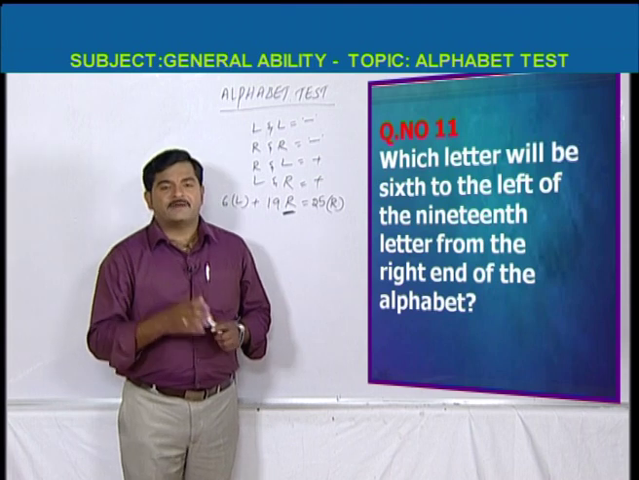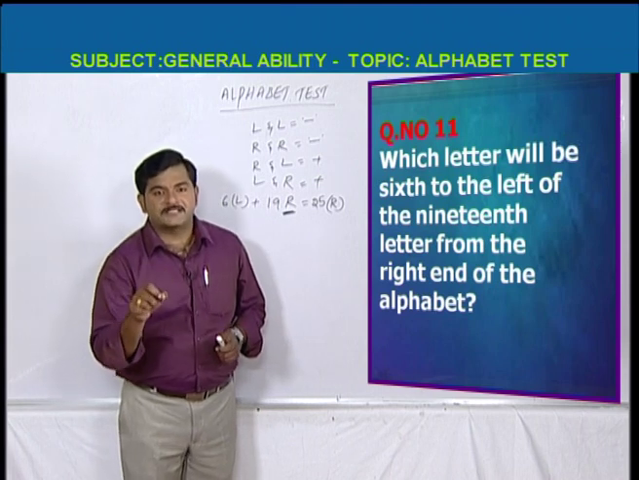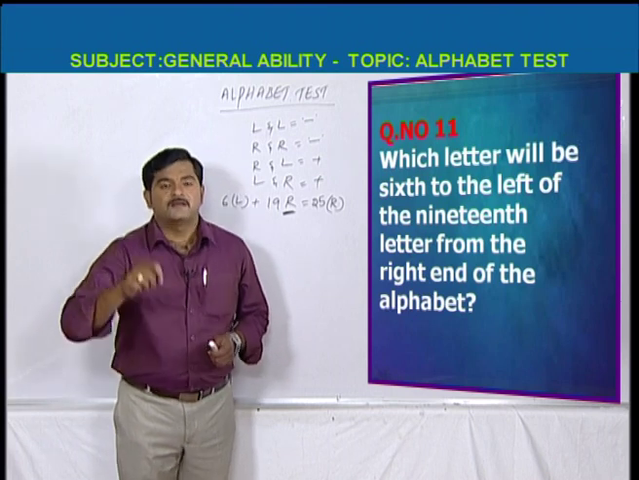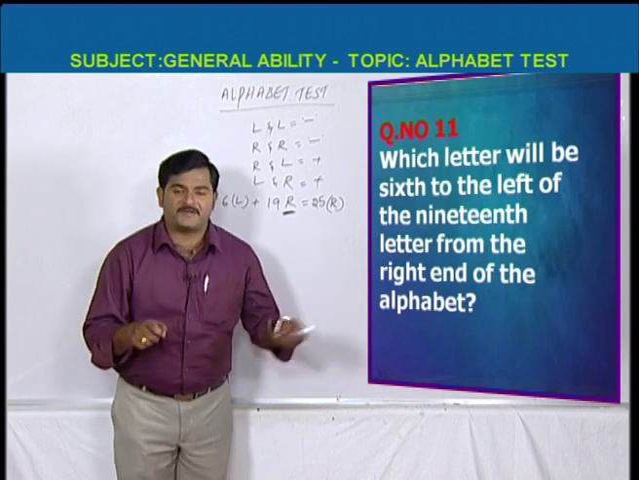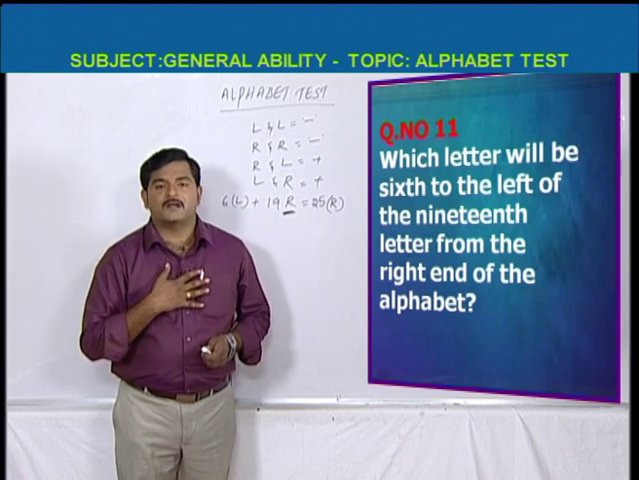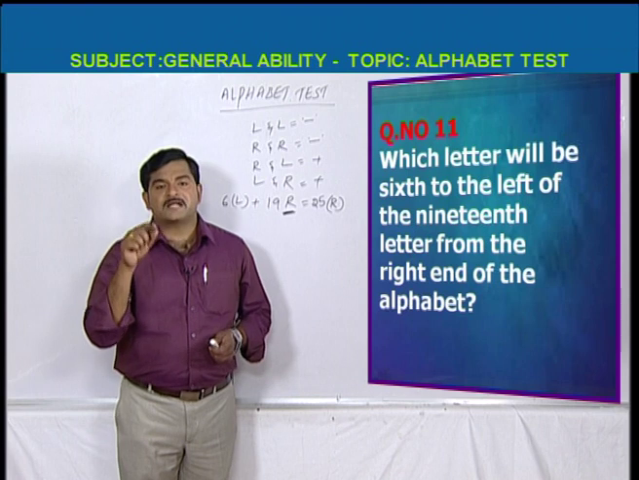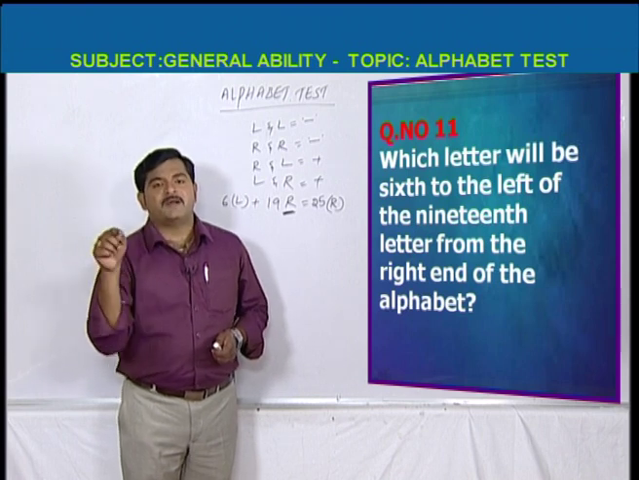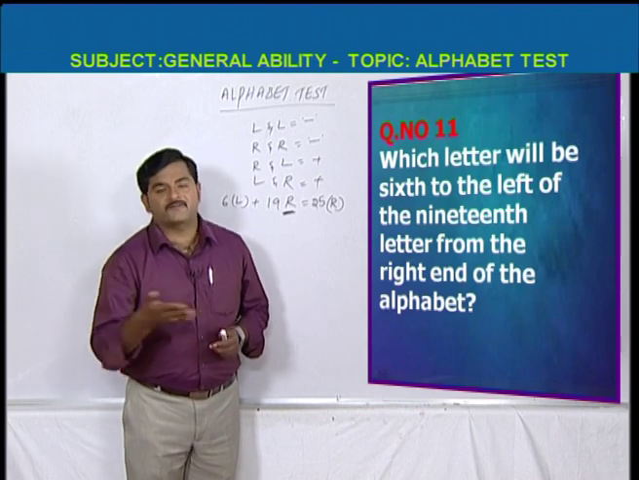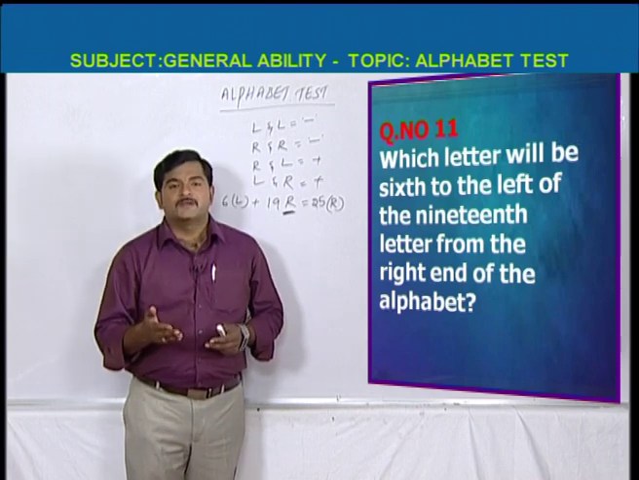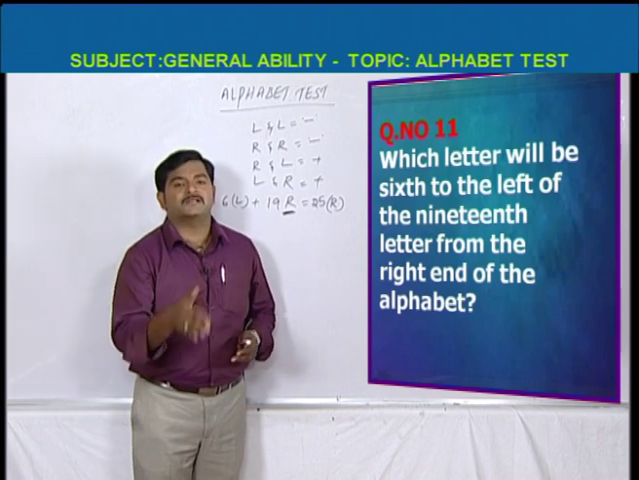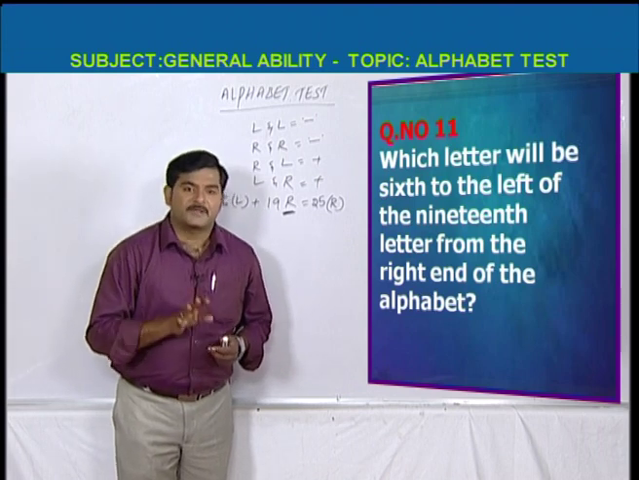So what does it mean? For example, P is the 16th letter from left. I have to find out the 16th letter from right. What will I do to get that? I have to subtract it from 27. 27 minus 16 is 11. Hence, the 11th letter from left is K. So the 11th letter from left is K, or the 16th letter from right is also K. I hope you understood.